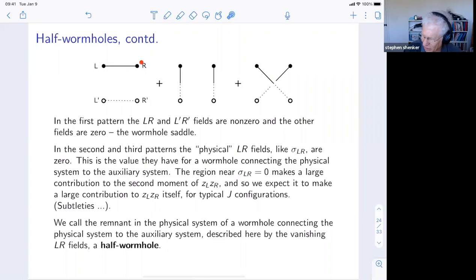Then LR is different from LL prime. So there's no reason for these things to make equal contributions. It turns out, for the interesting values of couplings, this saddle point gives an exponentially larger contribution than this.